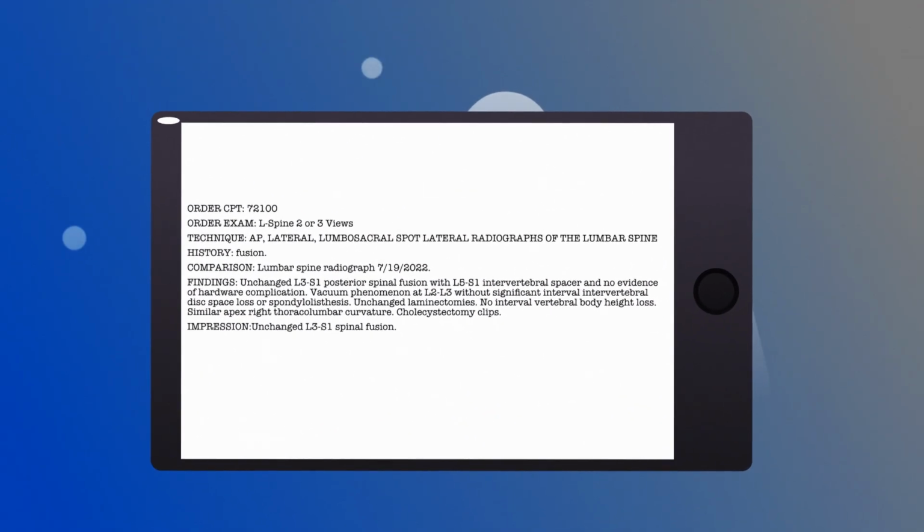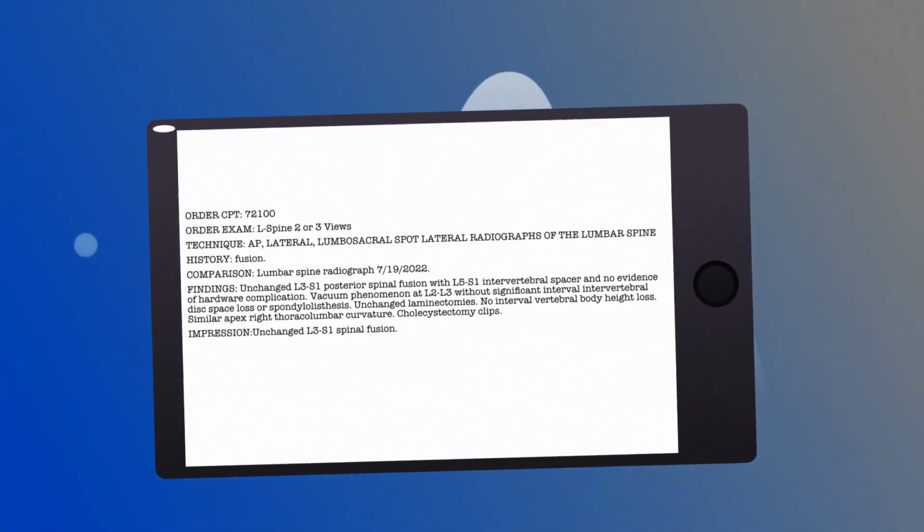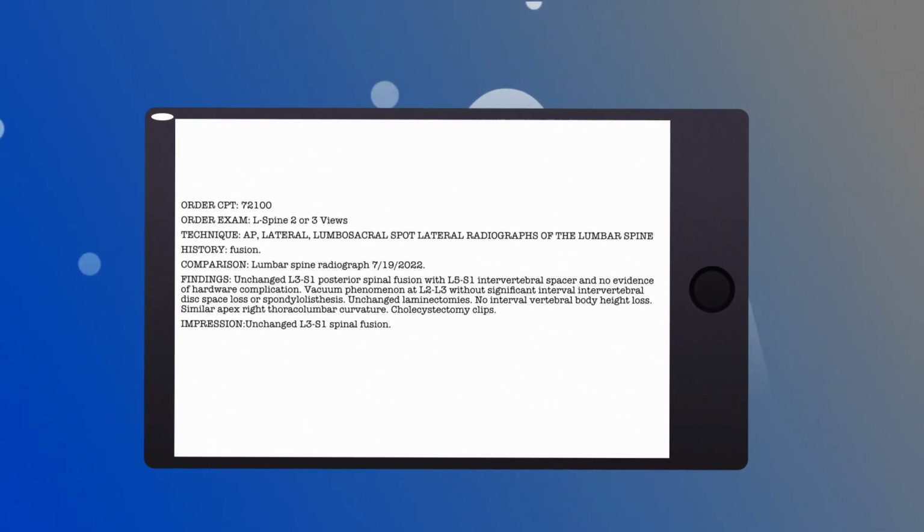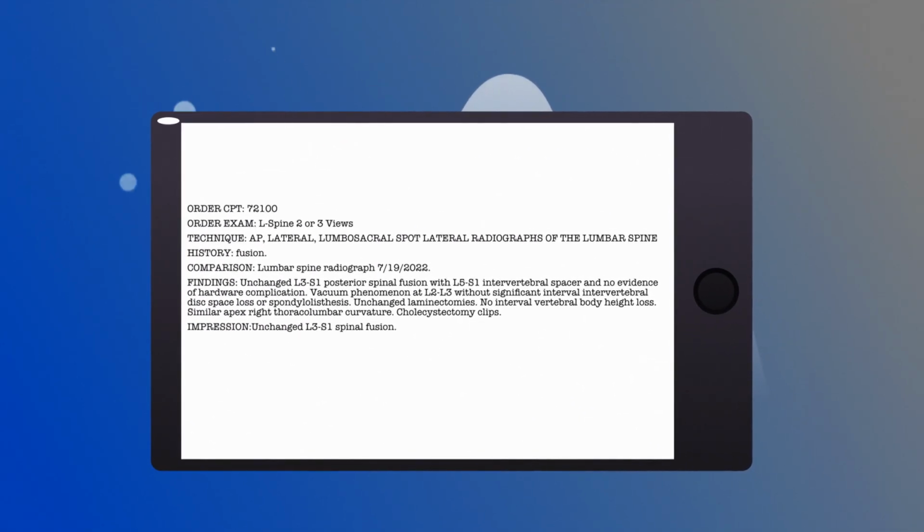Radiology report, order exam: L-spine 2 or 3 views. Technique: AP, lateral, lumbosacral spot lateral radiographs of the lumbar spine. History: fusion. Comparison: lumbar spine radiograph 7/19/2022. Findings: unchanged L3 through S1 posterior spinal fusion with L5 through S1 intervertebral spacer and no evidence of hardware complication. Vacuum phenomenon at L2 through L3 without significant intervertebral disc space loss or spondylolisthesis. Unchanged laminectomies, no interval vertebral body height loss, similar apex right thoracolumbar curvature, cholecystectomy clips. Impression: unchanged L3 through S1 spinal fusion.